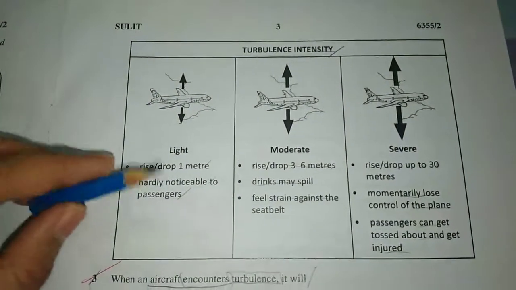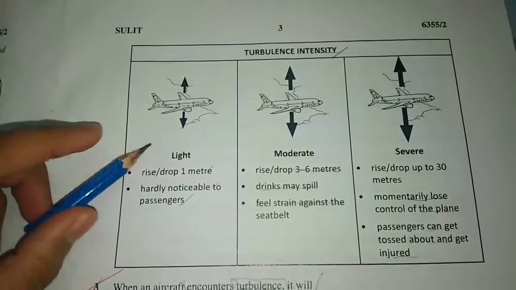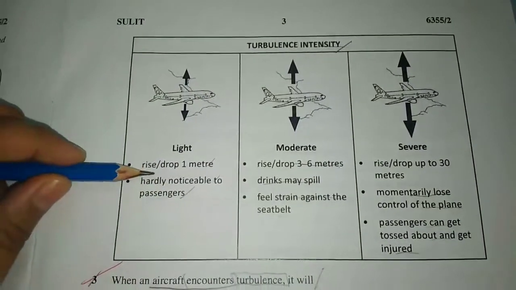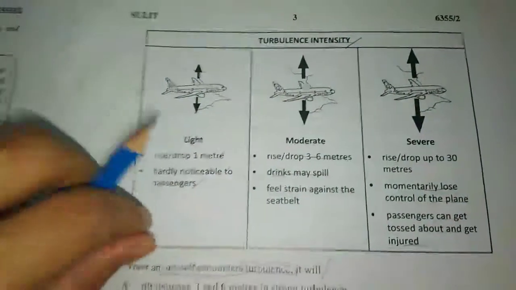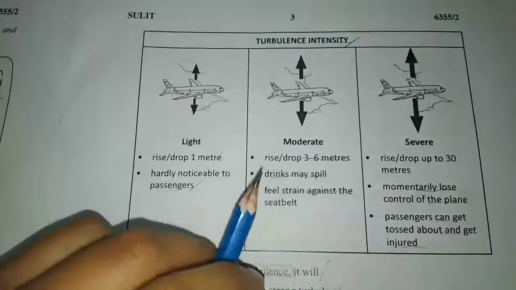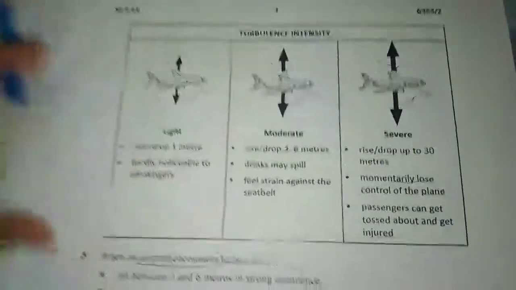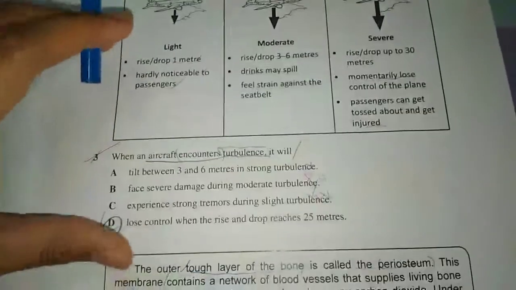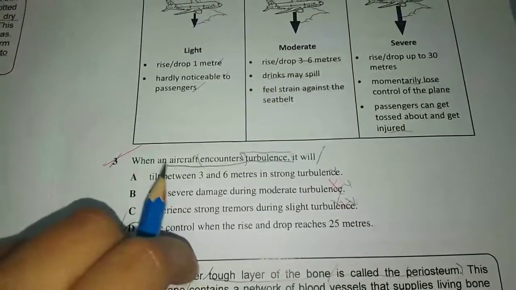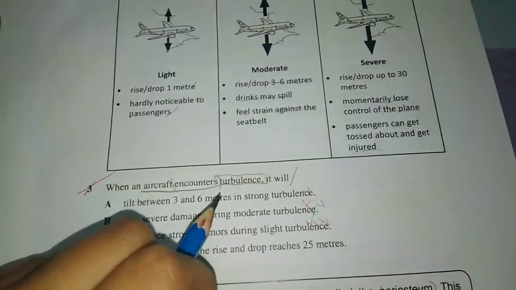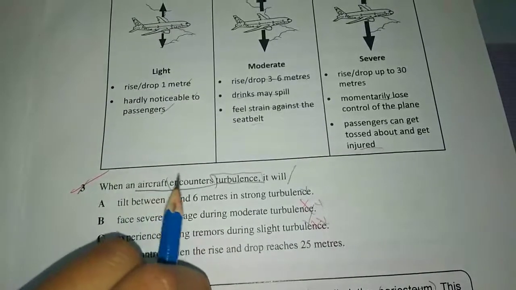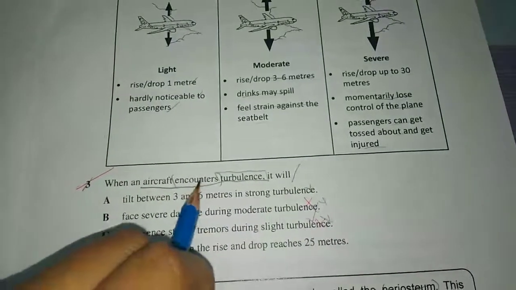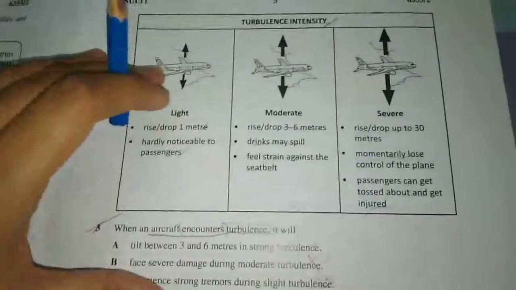Turbulence intensity for the light. Okay. Rise, drop, 1 meter. You need to understand the paragraph. Moderate, when moderate what happens, and when severe what happens, when light what happens. And bila korang dah baca and go straight to the soalan dia, when an aircraft encounters turbulence, it will, apabila aircraft dia in turbulence moments, what will happen?